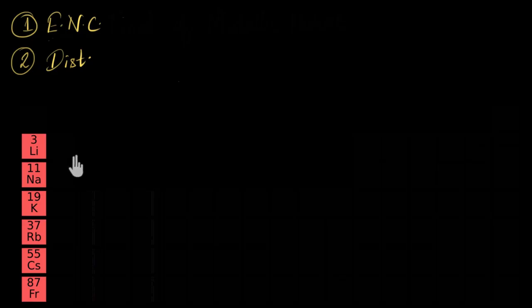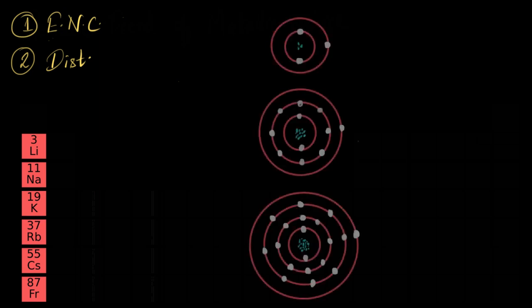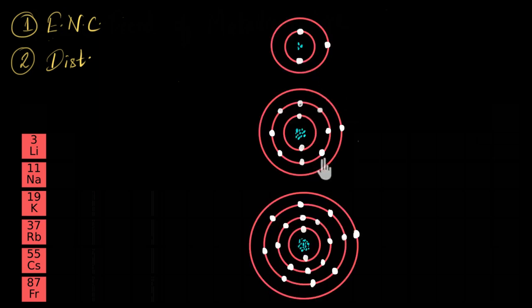Over here, let's first see how the distance between the nucleus and the valence electron varies as we go down a group. We'll come back to effective nuclear charge a little later. So for this, I have drawn the electronic configuration of lithium, sodium and potassium, the first 3 elements of this group.